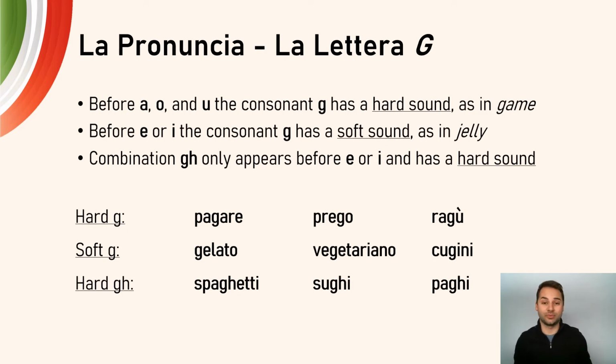Let's take a look at some examples. Hard G. Pagare, prego, ragù. Soft G. Gelato, vegetariano, cugini. Hard GH. Spaghetti, sughi, paghi. Still with me? Let's take a look at our next one.